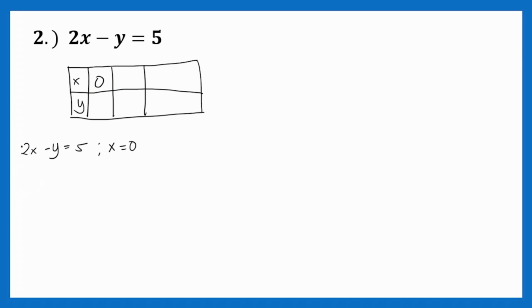Okay? So, naka-multiply. Kapag magkadikit yung number saka yung variable, ibig sabihin naka-multiply yun. So, that is 2 times 0. Minus y is equal to 5. What is 2 times 0? 0. So, wala na yan. Cancel mo na siya. Then, kung naging 0 na yan, ang natira ay negative y is equal to 5.